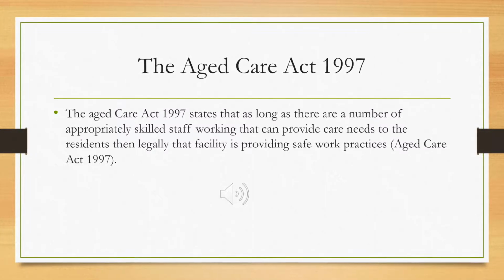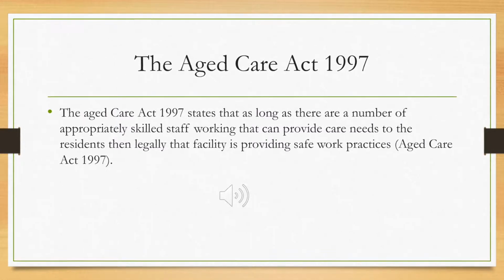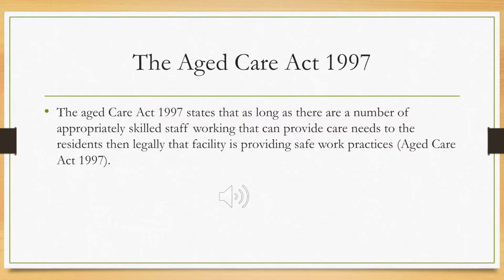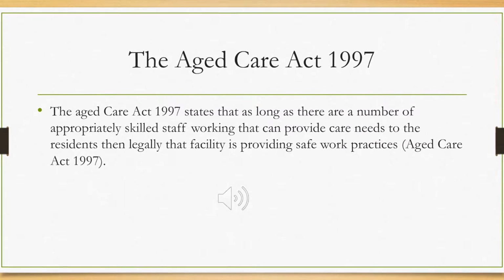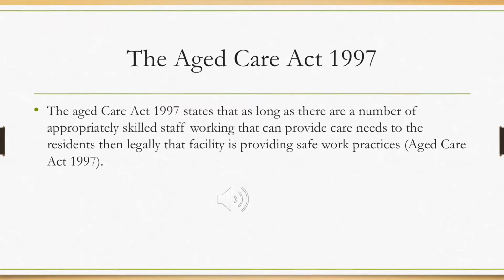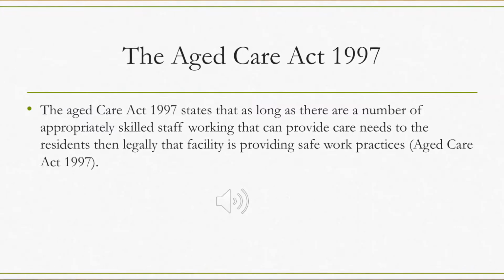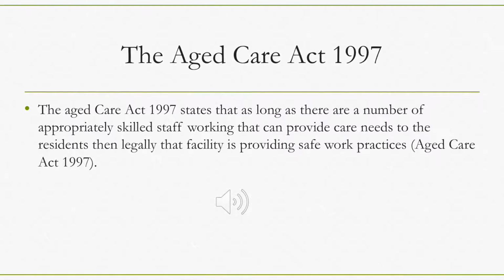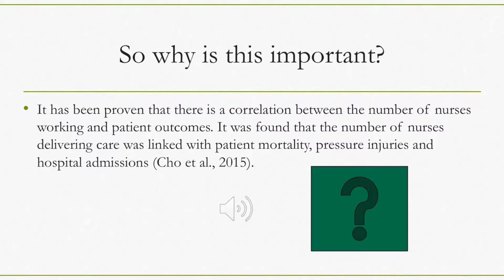The Aged Care Act 1997 states that as long as there are a number of appropriately skilled staff working that can provide care needs to the residents, then legally that facility is providing safe work practices. This is causing a major disruption to both nurses and residents as care is not being delivered appropriately and staff are being overworked and are underskilled. So, why is this important?